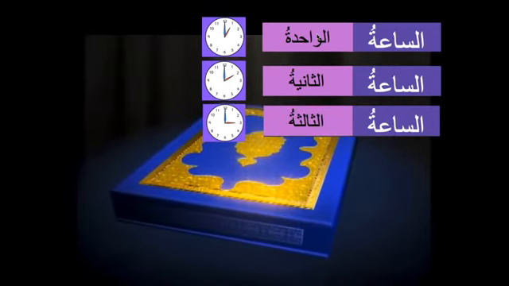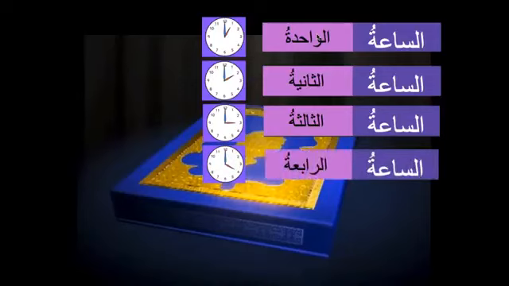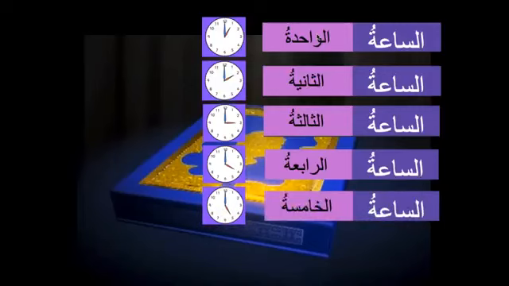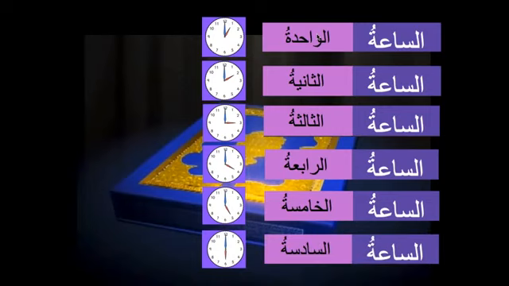So we have as-sa'atu thalithatu. These are the ordinal numbers. If you remember, thalithatu, rabi'atu. That's the pattern we use here. And 4 o'clock will be as-sa'atu rabi'atu. And 5 o'clock will be as-sa'atu khamisatu. And 6 o'clock will be as-sa'atu sadisatu.